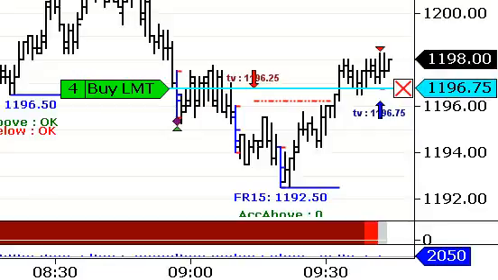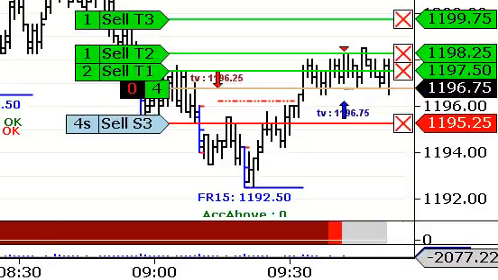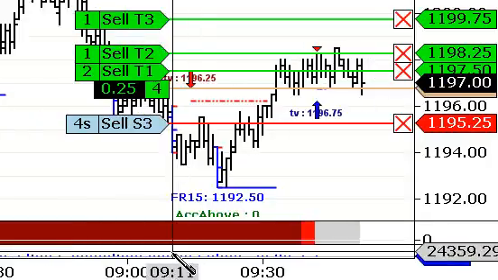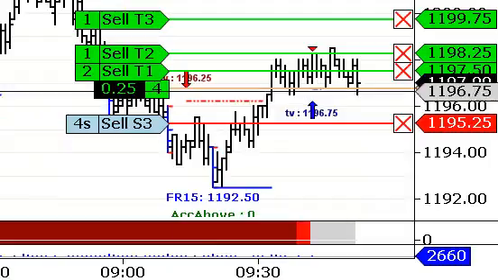Okay, here's a recording taking place on Thursday, October the 20th, 2011. I've placed an order in here, as you can see, to buy 4 contracts at 1196.75. You can see our up blue arrow. Okay, we've just gotten filled, and we are now long 4 contracts.